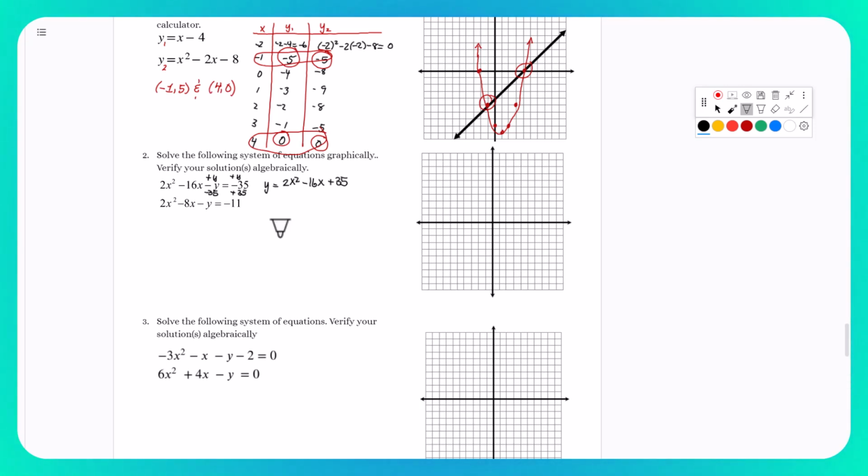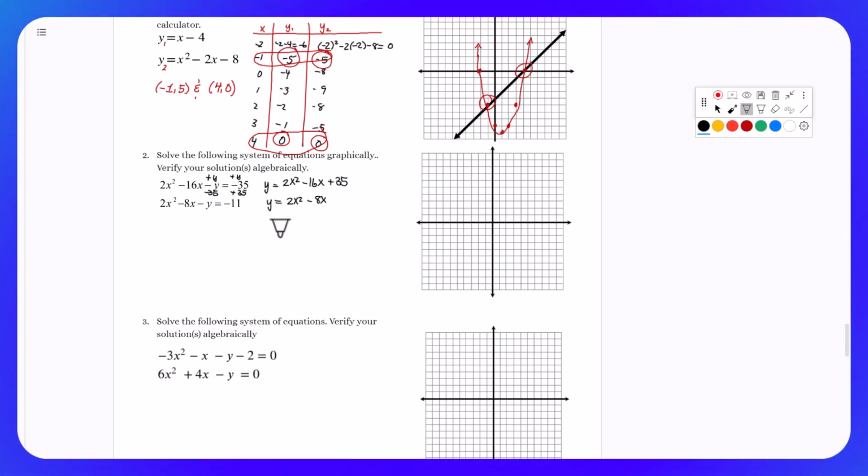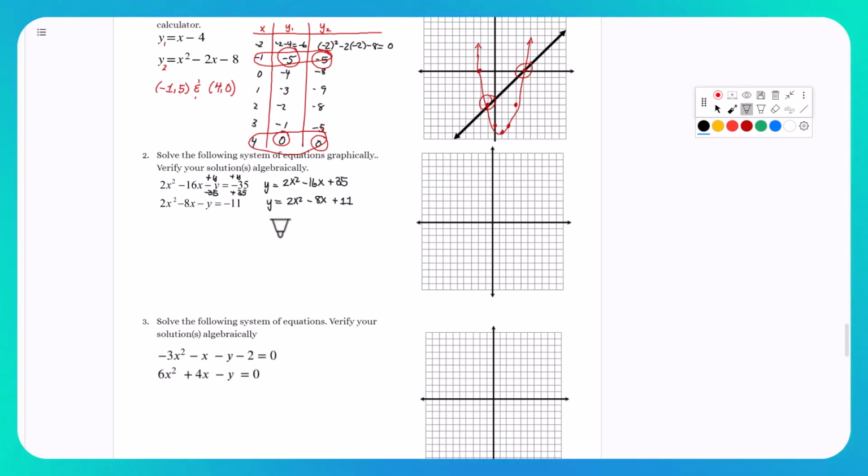Then I'm going to repeat the process for the one down here, and y equals 2x squared minus 8x plus 11. So let's go ahead and put those in the calculator.